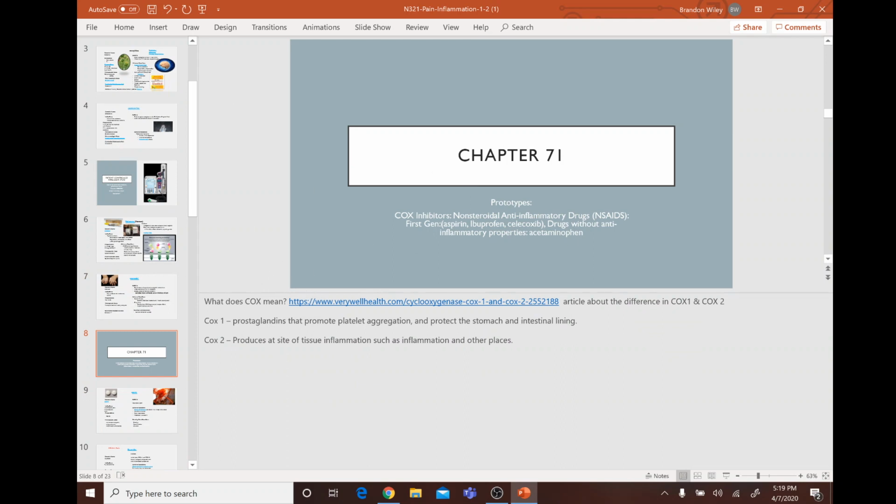What is a COX-1 inhibitor? Or what is COX-1? Prostaglandins that promote platelet aggregation and protect the stomach and intestinal lining. What is COX-2? Produced at the site of tissue inflammation.